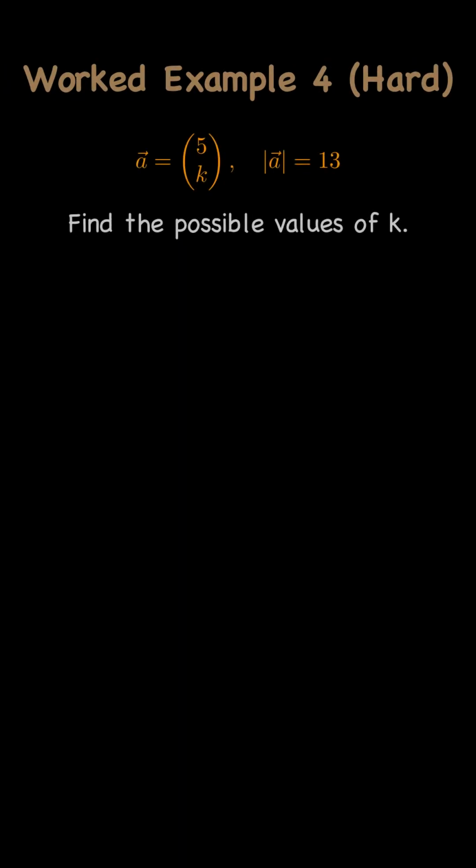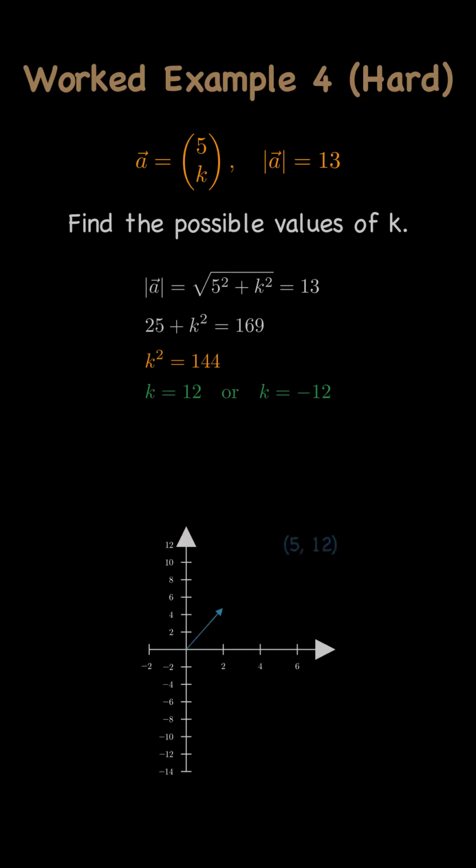Worked example 4. Vector A equals 5, k and the magnitude of A is 13. Find the possible values of k. Solution. The magnitude equals the square root of 25 plus k squared, which equals 13. Squaring both sides, 25 plus k squared equals 169. K squared equals 144. So k equals 12 or k equals negative 12. Here are both vectors on a diagram. 5, 12 pointing up and right, and 5, negative 12 pointing down and right. Both have magnitude 13.